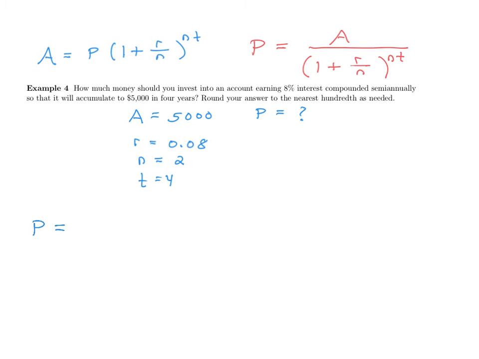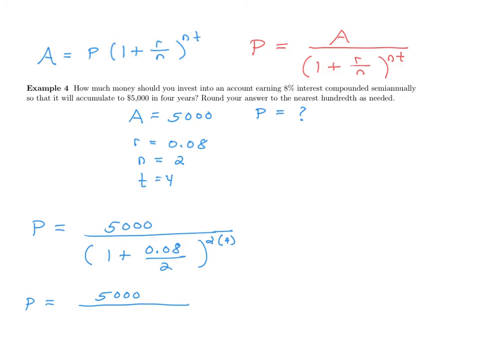So P is equal to 5,000 divided by 1 plus 0.08 all over 2 to the power of 2 times t, which is 4. So if I go through each part of this, I'll leave the numerator alone, that's 5,000. If you divide 2 into 0.08, you get 0.04. So this is 1.04 to the power of 8.